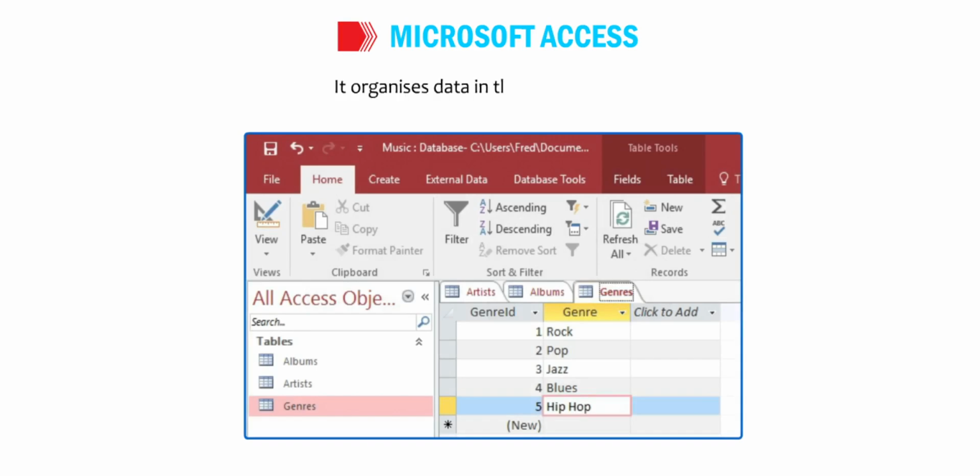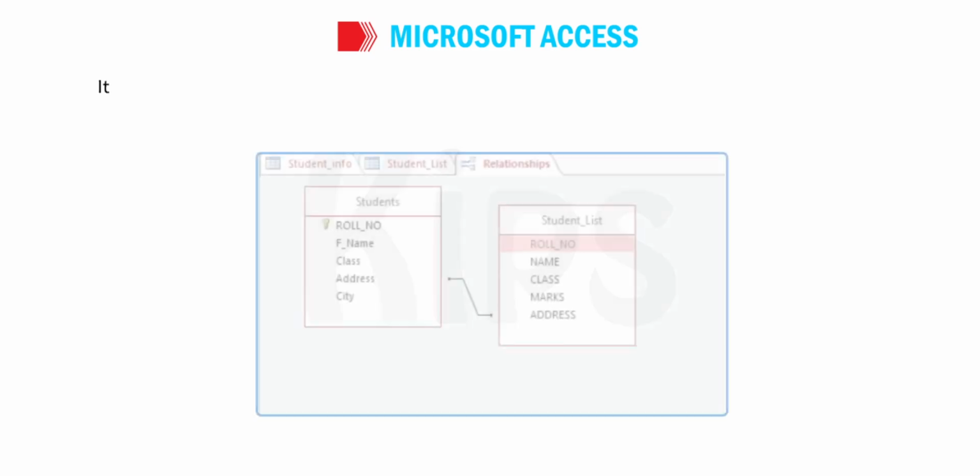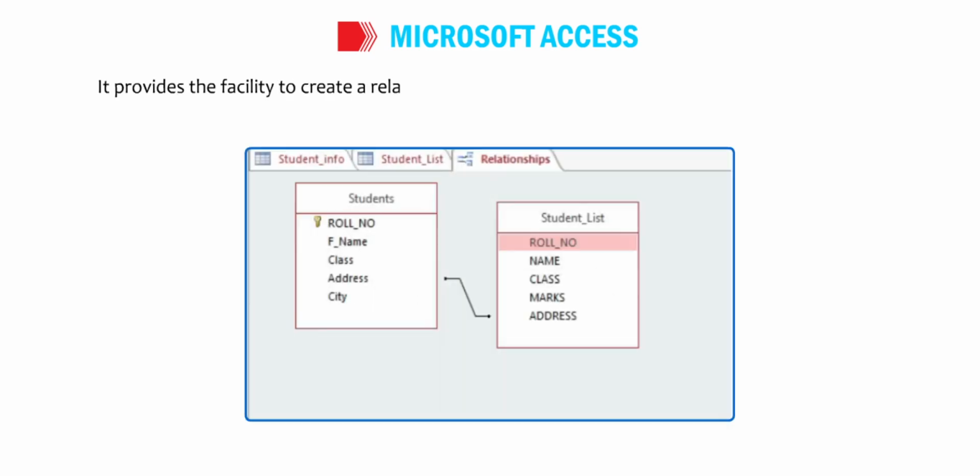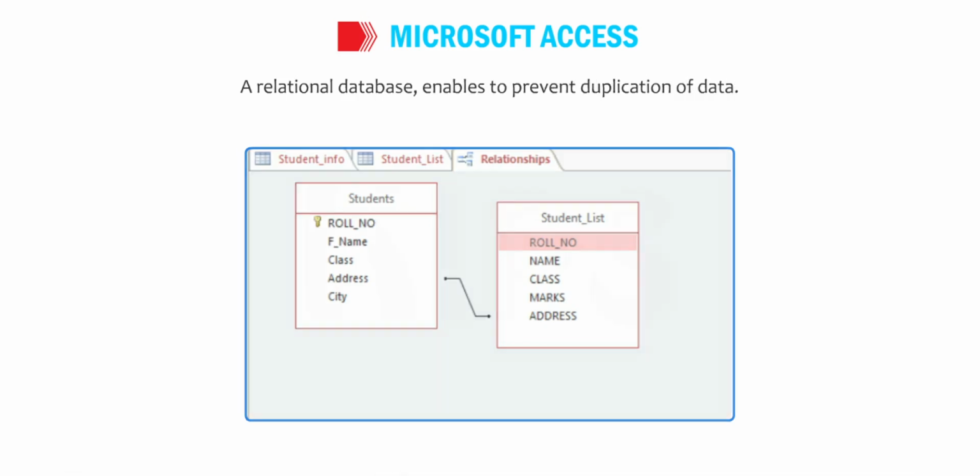It organizes data in the form of tables. It provides the facility to create a relationship between these tables by using the common fields. A relational database enables to prevent duplication of data.